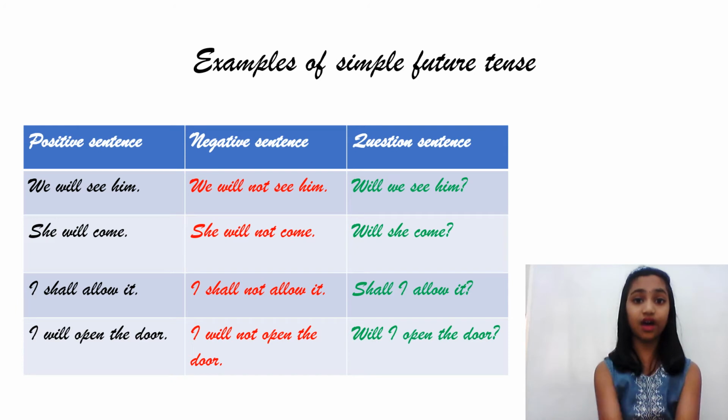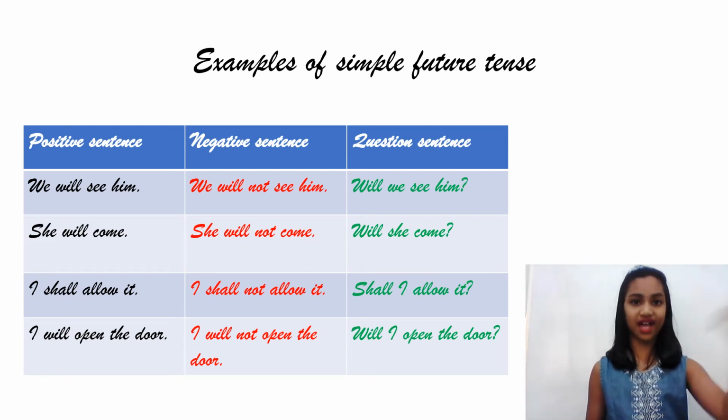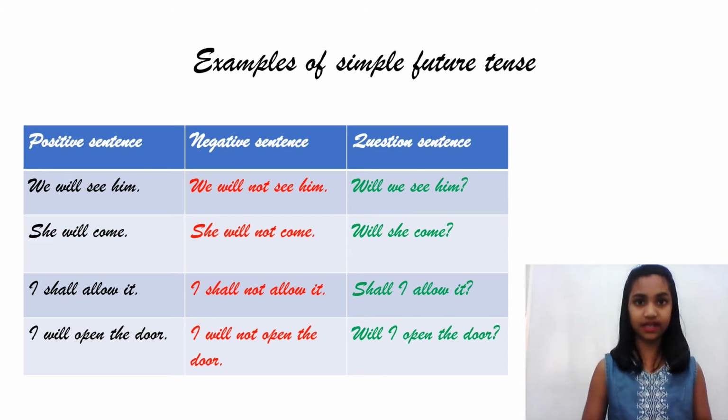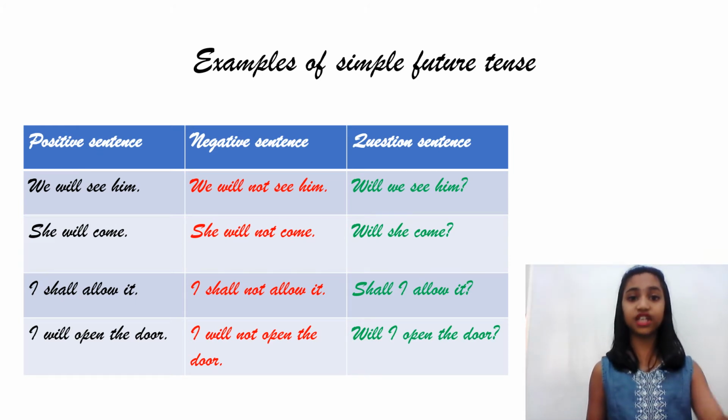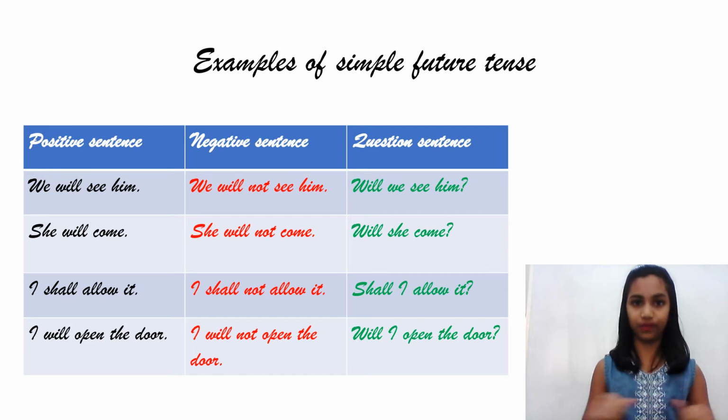I shall allow it. Over here, what is the word representing simple future tense? Yes, it is shall. How will we write it in a negative sentence? Yes, we'll write I shall not allow it. How will we write it in a question format? Yes, we'll write it as shall I allow it?